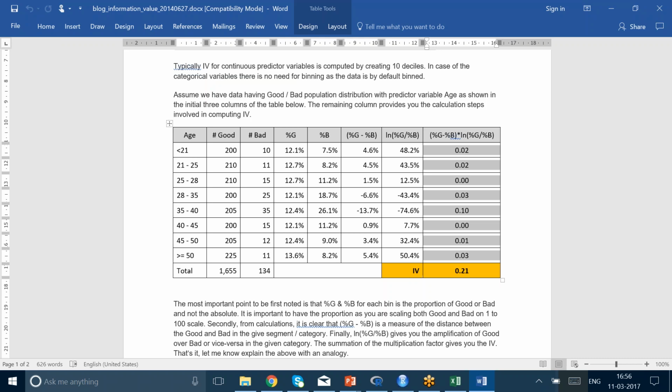This calculation we will keep doing for all continuous and categorical variables. This is the calculation aspect I have explained. You might not have understood why percentage good minus percentage bad, why log of it, why multiplication, and why summation. Now let us try to understand this concept in an intuitive way. Someone has come up with this calculation, but let me try to explain this in an intuitive way.